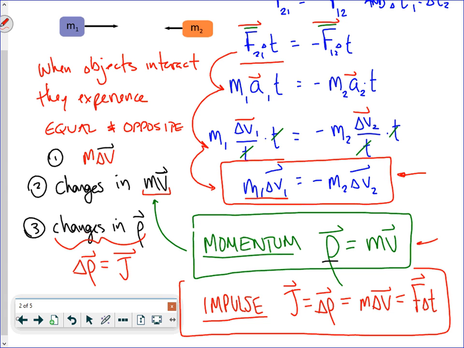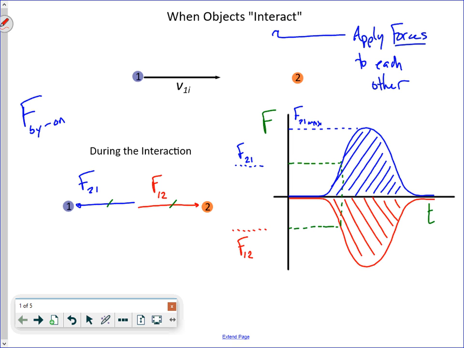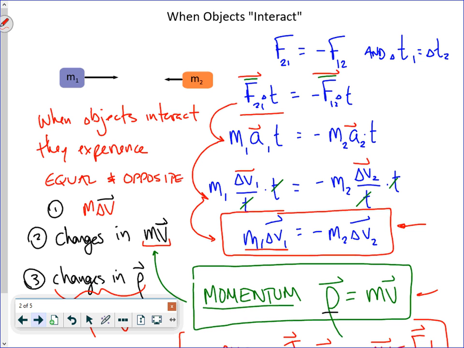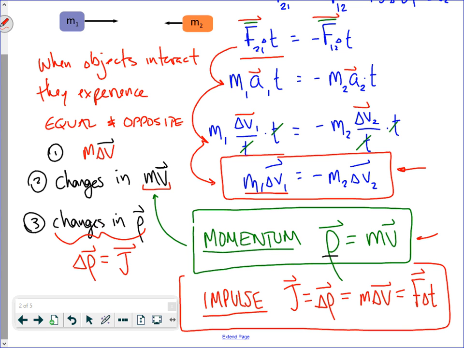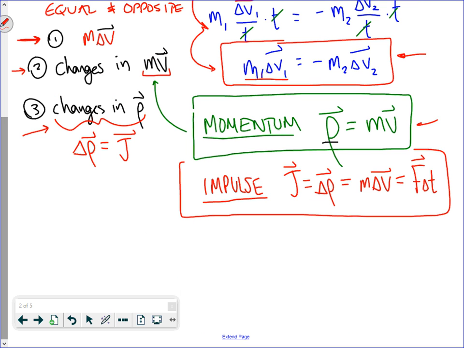Okay, so when objects interact, when they apply forces to each other, we now have a whole bunch of statements that we can say are true. One, there are equal and opposite m delta v's. There are equal and opposite changes in mv. There are equal and opposite changes in momentum. And four, there are equal and opposite impulses.